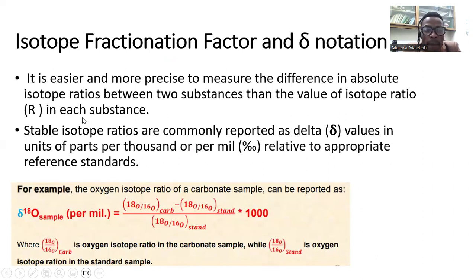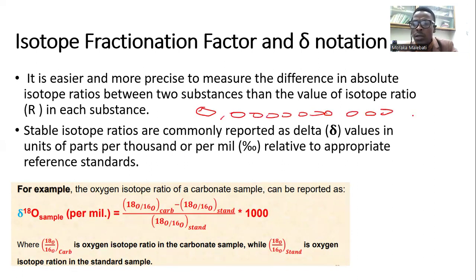Okay, so it is easier and more precise to measure the difference in absolute isotope ratios between two substances than the value of the isotope ratios themselves. How can you do that? If you don't normalize these values, if you don't express them in terms of per thousand, they would be far too small to be understood. It would be something like 0.00000000007. You can't interpret this, so it would be a difficult way of interpreting the data.